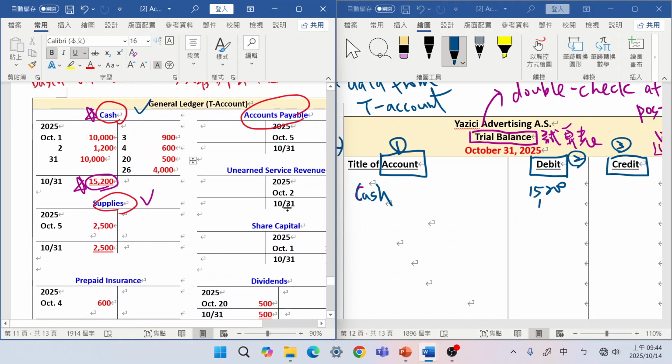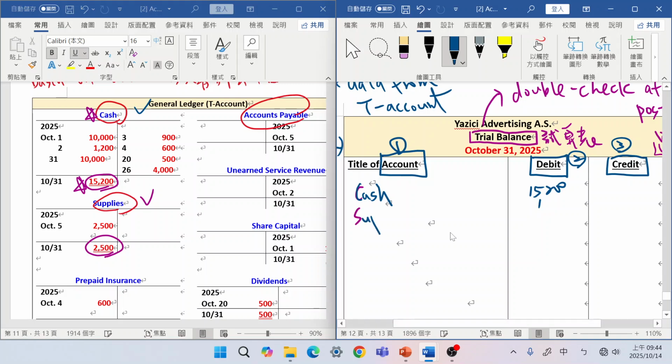Next one, supplies. So go to supplies, balance how much? 2,500. So I just copied the data from the second book, supplies, 2,500. So on, so on, and so on. That's it. Okay. So look at your second book. Find each T account and copy their data and their final amount to the trial balance. After this, add up all the numbers on the debit side, add up all the numbers on the credit side. Then you can do your first double check. Okay? Any questions?